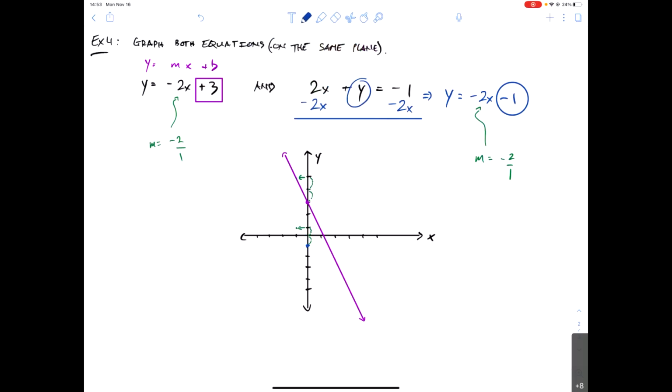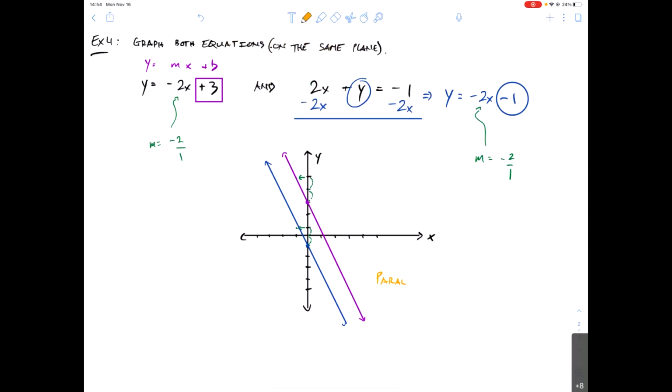And when you look at both equations, what's the distinguishing factor that you can point out to make you feel like this is in fact parallel? What do both of these equations share in common? So yes, parallel lines. We have the same slope. Yeah, they have the same slope.